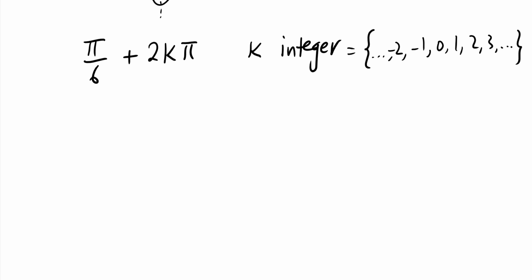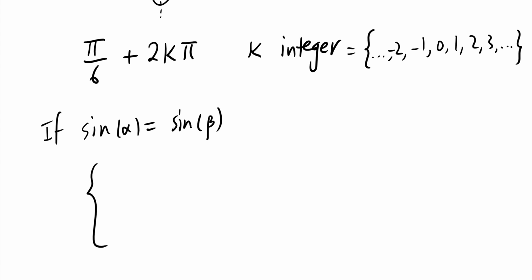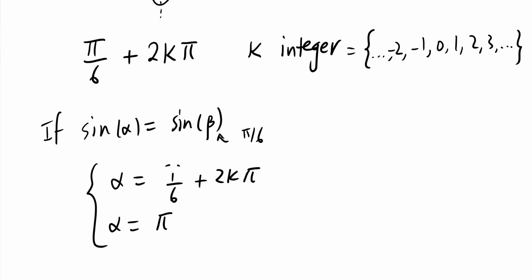So let me summarize it this way. If we have sine alpha equals sine beta, where beta is the smallest positive angle that would work out, which was pi over 6 in the previous example, then we got alpha equal to pi over 6 plus 2k pi, or pi minus pi over 6 plus 2k pi. But I'm going to just put beta for any angle beta: alpha equals beta plus 2k pi, or pi minus beta plus 2k pi, k integer.